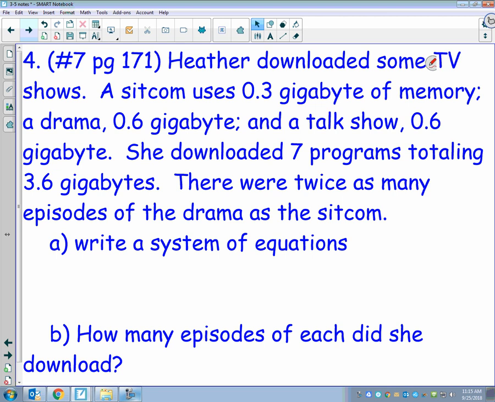So what I would like you to do is figure out what are our 3 variables and see if you can come up with 3 equations, and then we'll start there in class.